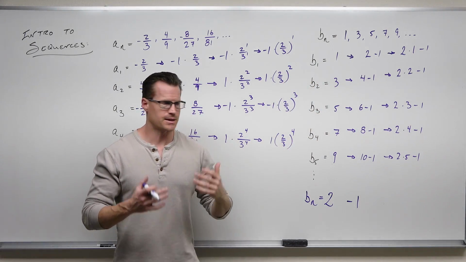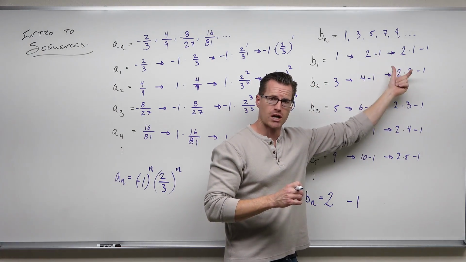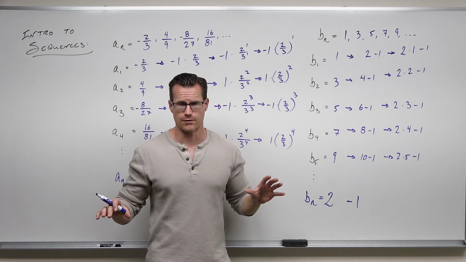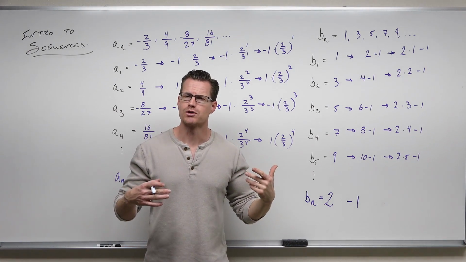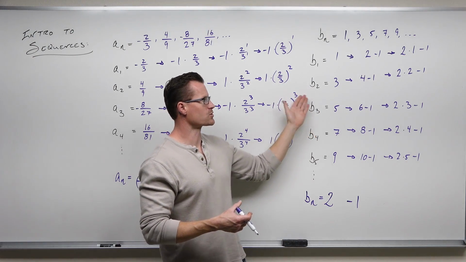That doesn't work. That doesn't work at all for sequences. Whatever you have done here, the changing piece must relate to your n the same way for all of them, which is why this takes so much work. You go, well, I don't know. This doesn't look like it relates really well.